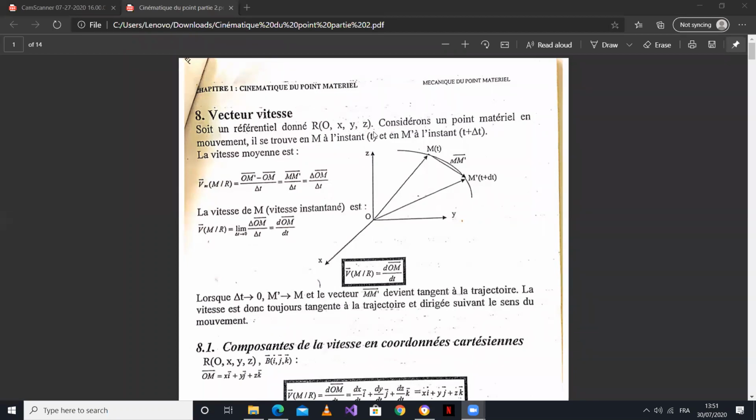considérons un point matériel en mouvement. Il se trouve en M à l'instant T. So here, à l'instant T, we imagine T maybe 0 seconds, it's at M. Et on M prime à l'instant T plus delta T. So let's say it moves for 5 seconds. So now it is going to be at M prime at 5 seconds. So this is just going to be 0 plus delta T, which is 5. So it's going to be M prime at 5 seconds. So it has moved this distance, M prime, M in 5 seconds.